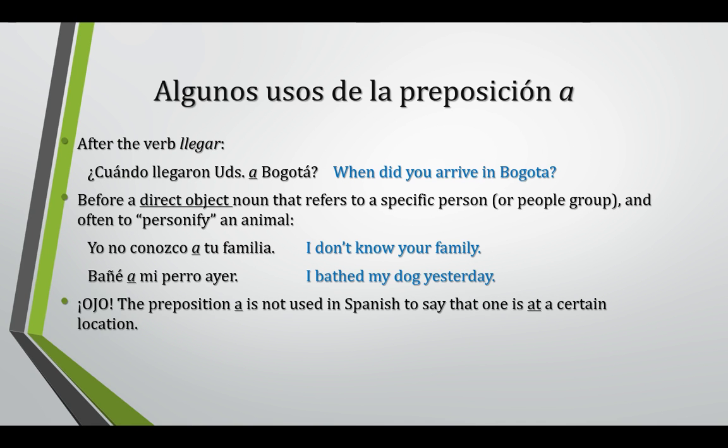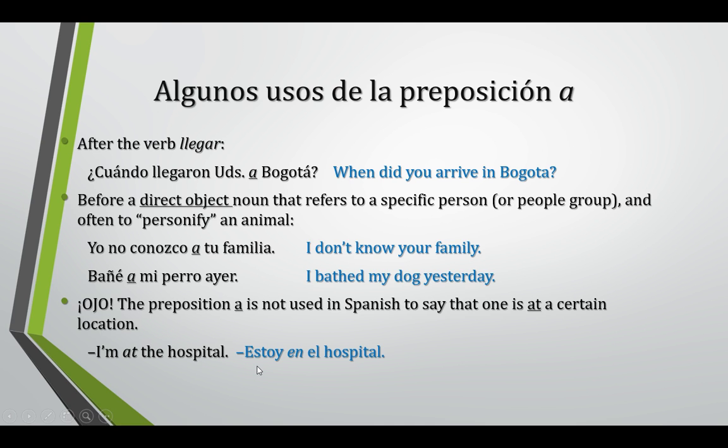Cuidado, ojo, caution. The preposition a is not used in Spanish to say that one is at a certain location. And this happens a lot. Students use this a lot because what happens is once they learn the word a means at, when talking about time of the day, like at 3 o'clock, a las 3, they start using the word a for the word at, to be at a place. But in Spanish, you never do this. For example, I'm at the hospital. You say estoy en el hospital. You don't say estoy al hospital.